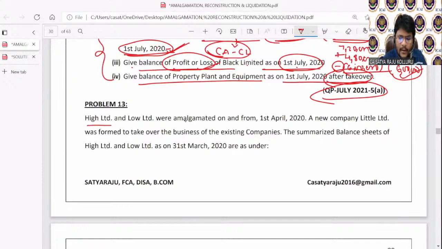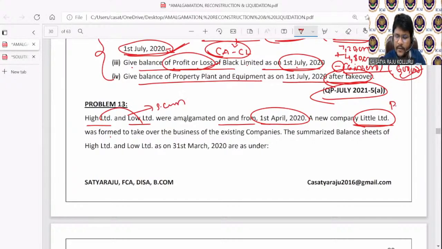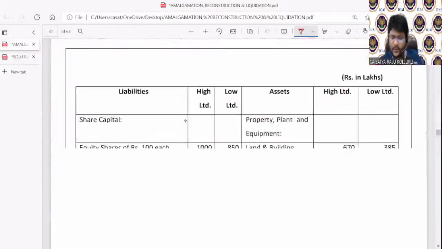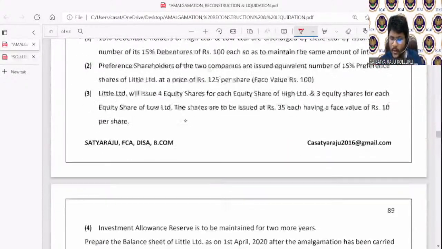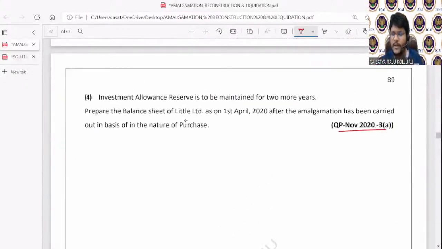High Limited and Low Limited were amalgamated on and from 1st April 2020. The date of amalgamation is 1st April 2020. A new company called Little Limited was formed to take over the business of the existing companies. These two companies are selling companies. Little Limited is a purchasing company. One thing is sure, this is also an examination problem, the November 2020 examination problem. Okay, next.